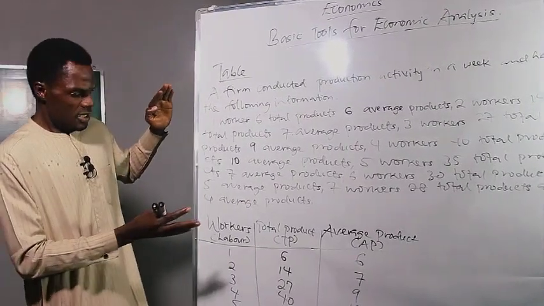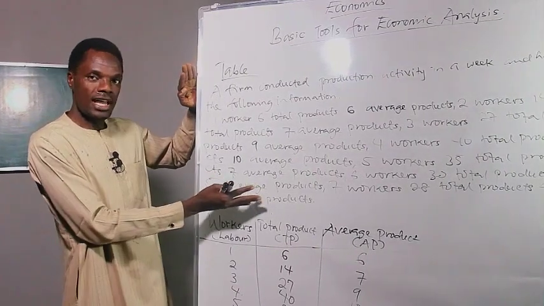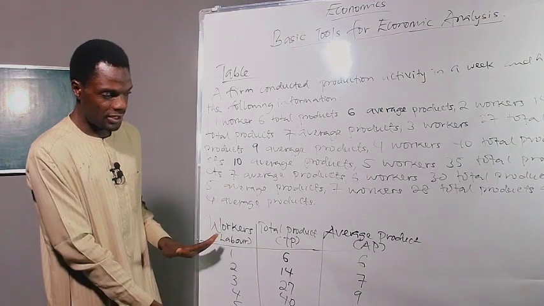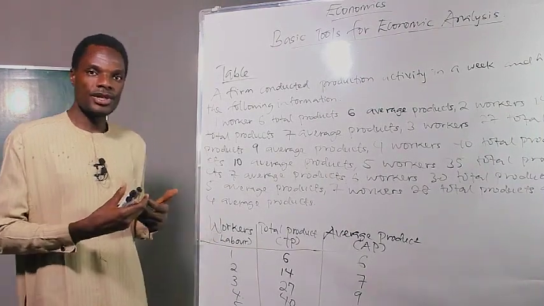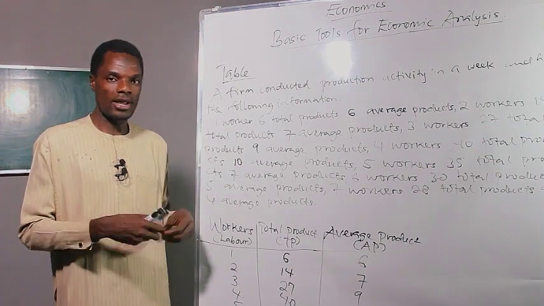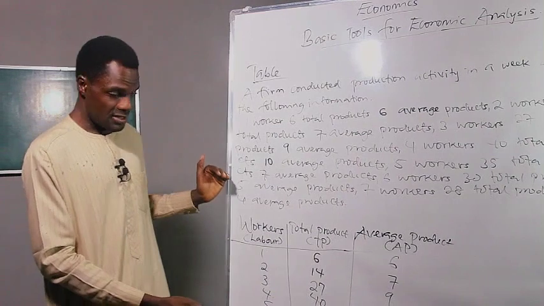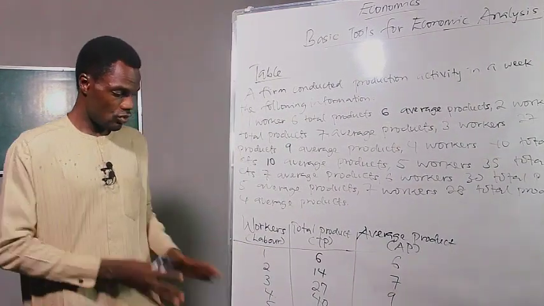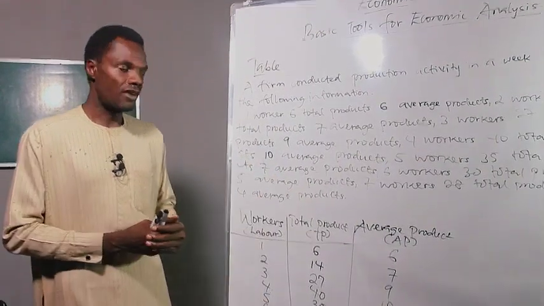Now, if you compare the two data that we have, the raw data and the organized data, we can understand that this one that is tabulated is more arranged, more easy to understand, more accessible. So whenever you see this, you understand that yes, it is about a firm employing 1 to 7 workers, and this is the total product, and this is the average product.